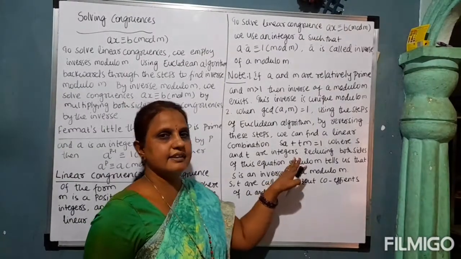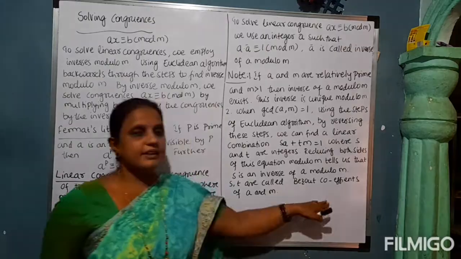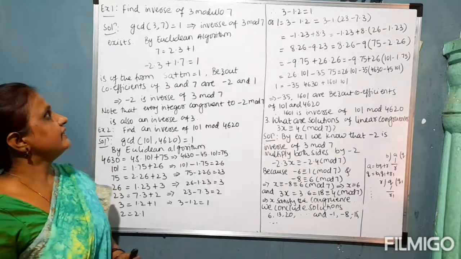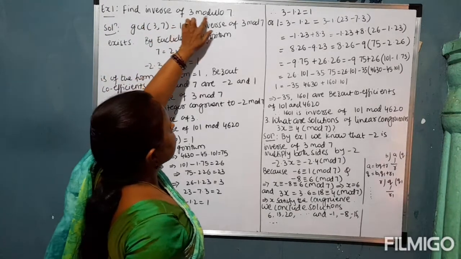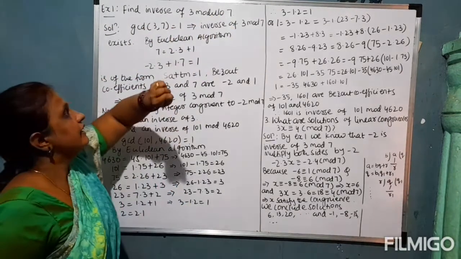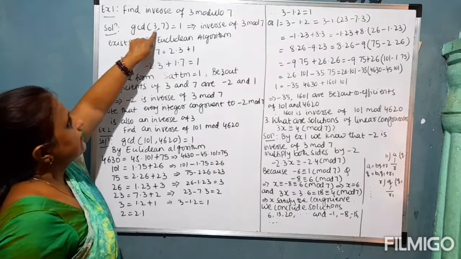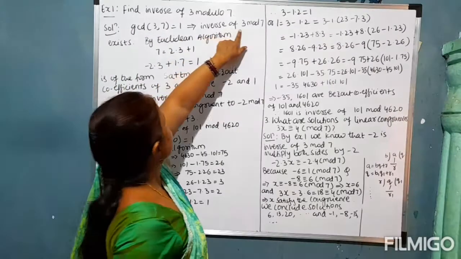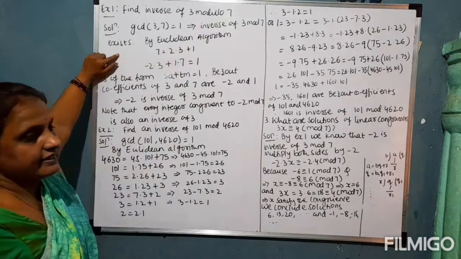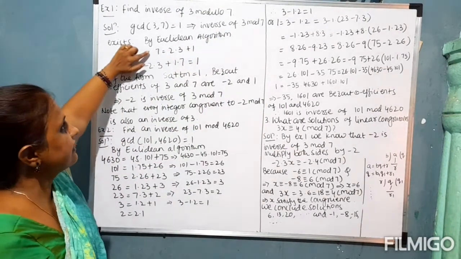So we will illustrate this using one example. Now we will see the example. Here, find the inverse of 3 modulo 7. We know that the GCD of 3 and 7 is 1, so this implies the inverse of 3 mod 7 exists. So we will use the Euclidean algorithm.